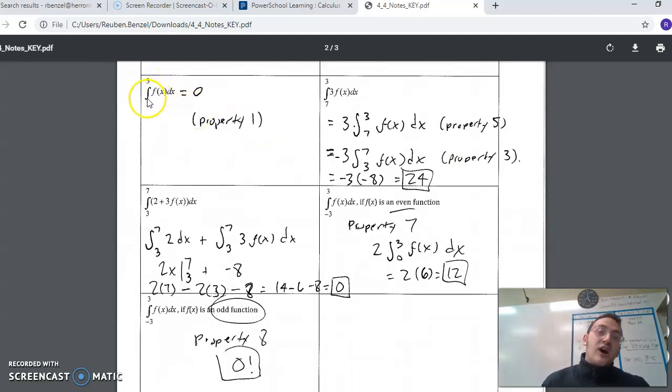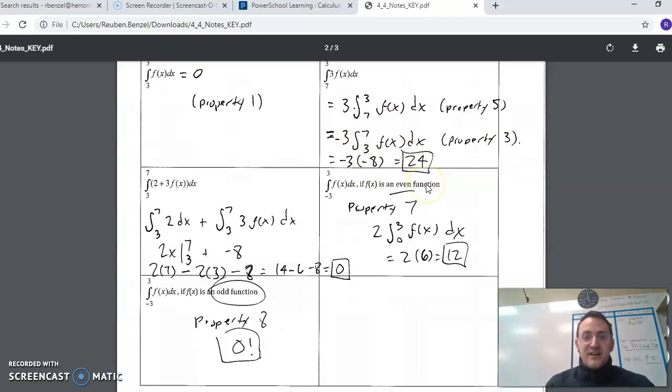This is kind of like the duh property of integrals, like the reflexive property. The integral from 3 to itself is 0. This one, well, I do have to do a little flippage to get that upper limit on top and pull that 3 out. And I divided it into 2 steps. But after that, I get negative 3. And then the integral from 3 to 7 is negative 8. And that gets me a positive 24.